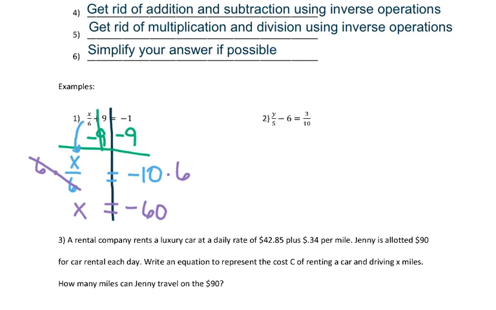And now I have my answer. The last thing I need to do is see if it simplifies. Negative 60 doesn't simplify, so I am done.